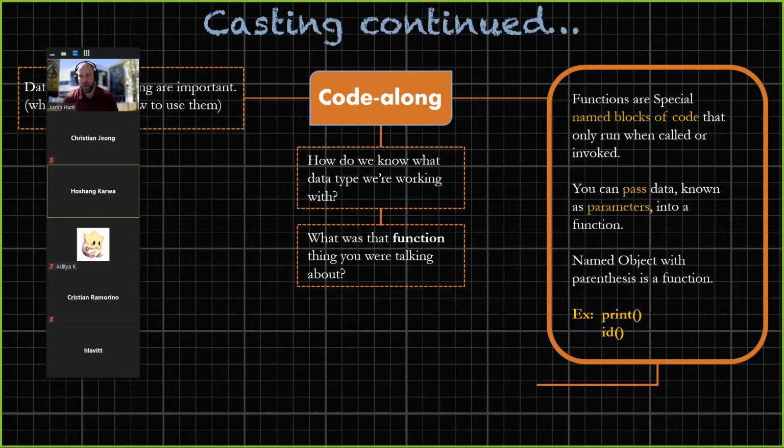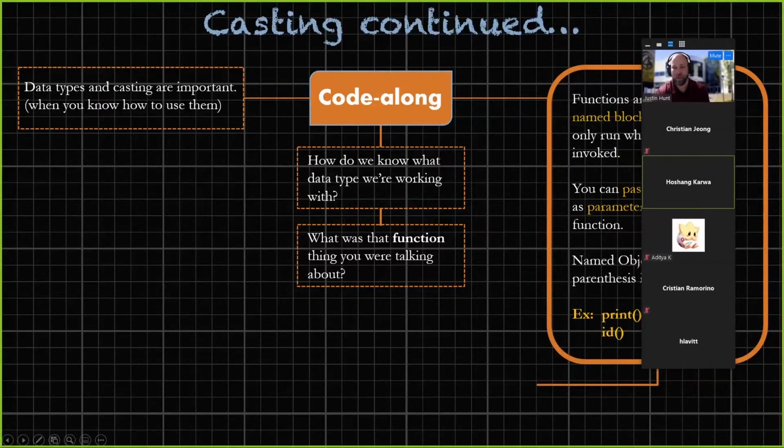Any named object with parentheses in front of it is a function. Python comes with tons of built-in functions to do specific tasks already. We've got some great examples that we've already played around with. For example, print, when we print hello world in quotes. Last week when we were looking at the ID of a variable, that ID and then the parentheses, and we put the name of our variable inside there, that was a function. So you will see nothing but functions and you'll start to recognize how prevalent they are.